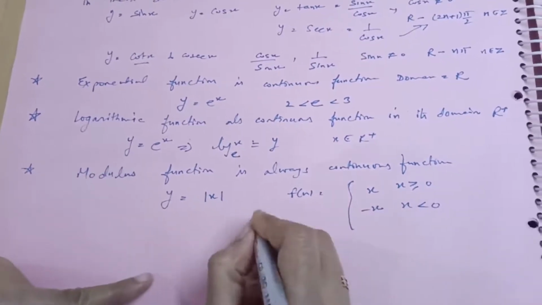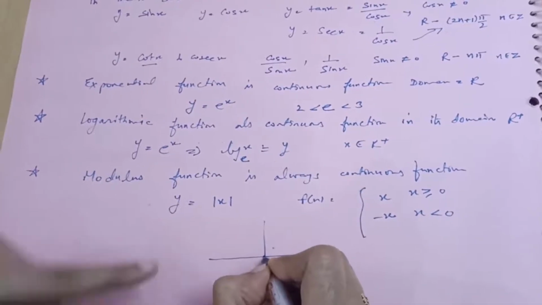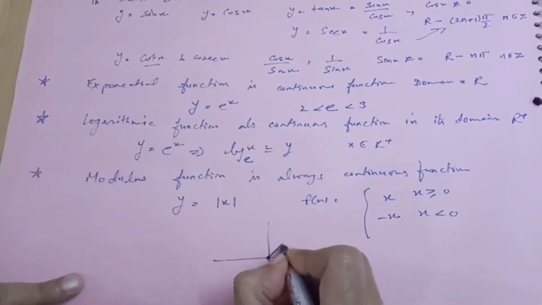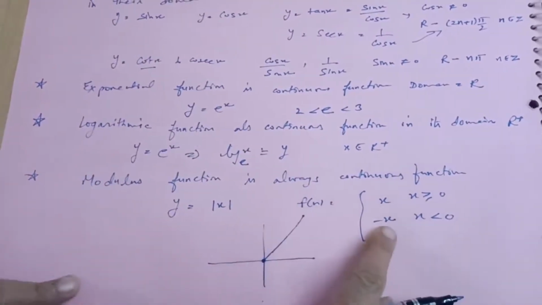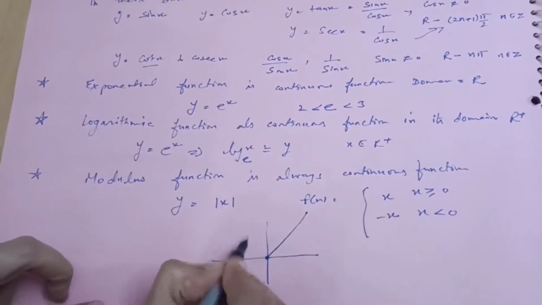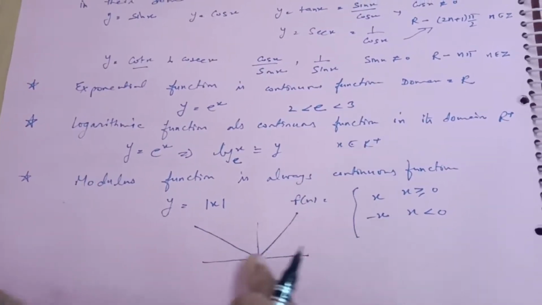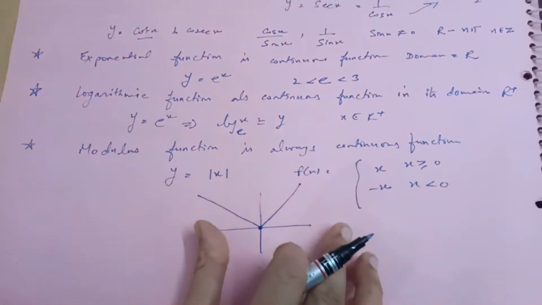If you draw the graph of this, you know how we are going to draw it. At 0 it is 0, and for positive x, y equals x, so it comes as a straight line. And y equals minus x, but minus of a negative value will always come positive, so it will also go like that. So this graph is your modulus x graph, and it is always a continuous function.